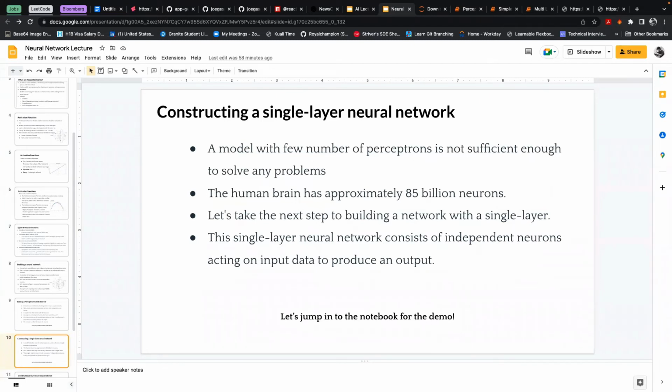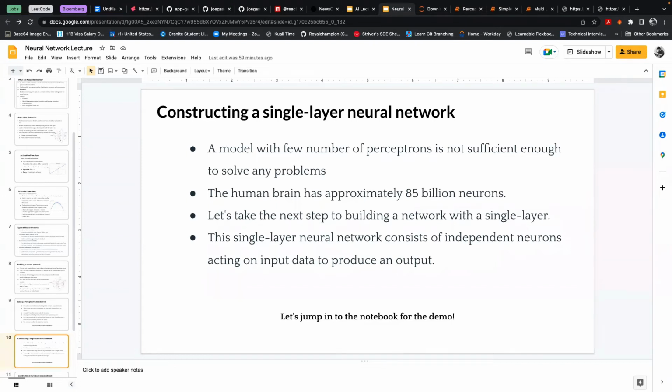Now, having a model that has a few perceptrons is a good start, and it allowed us to get a fundamental understanding of this exciting concept. But to really solve problems, such a simple model will not be sufficient. The human brain has approximately 85 billion neurons. Obviously, we won't be building a neural network that has that many nodes, but this number gives you an idea of what it takes to solve complicated problems.